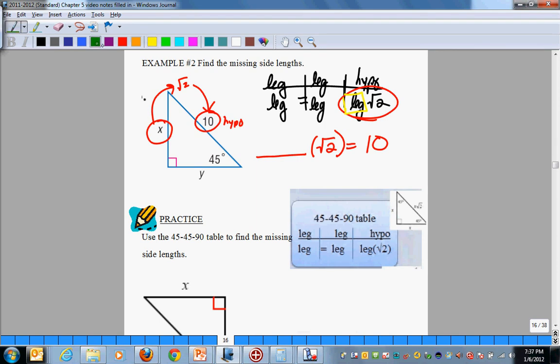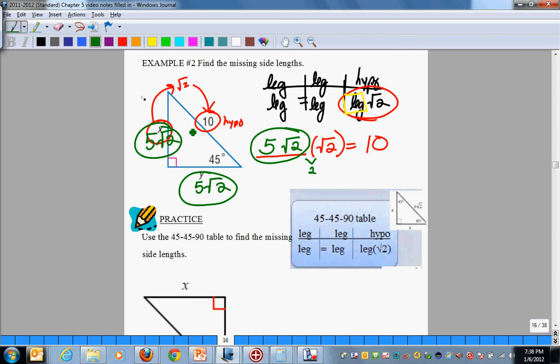Let's think of this logically. We have to get rid of the root 2, obviously, so we need another root 2 here. So root 2 times root 2 just gives us 2. Now ask yourself, what times 2 is 10? The answer is 5. So our complete answer for x and y is 5 root 2. Because the legs are equal.